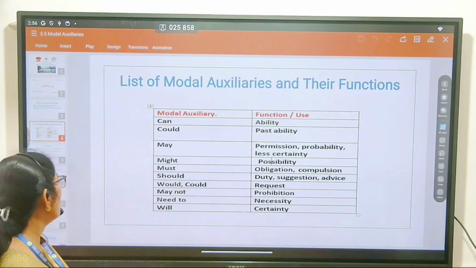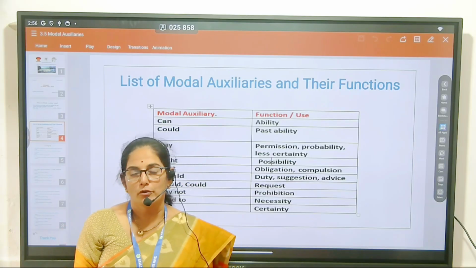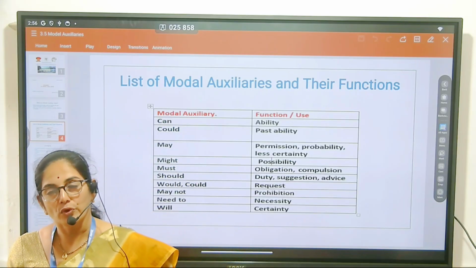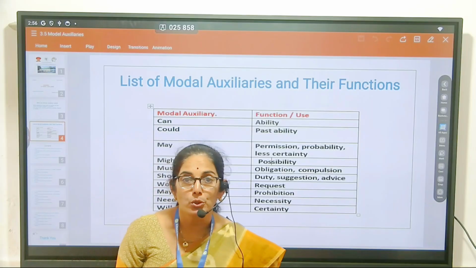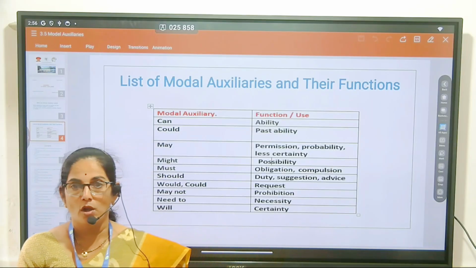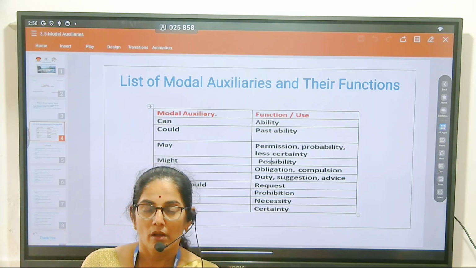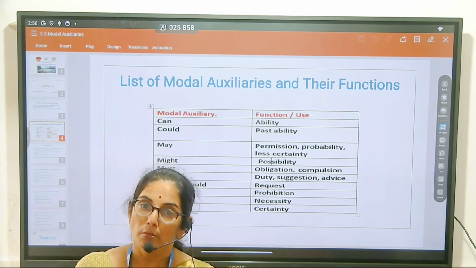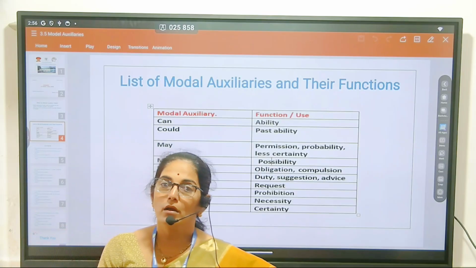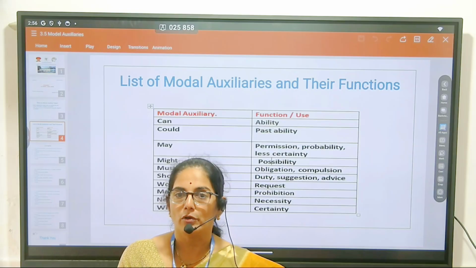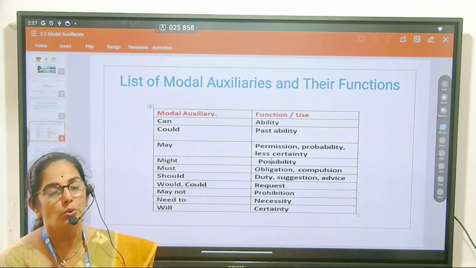We have the next modal auxiliaries, would and could. We use would and could when we want to make a request to anyone. Could you please give me a pencil? Could you lend me your book? In those sentences we have to use would or could. When you are polite and want to request something from another person, use would and could.